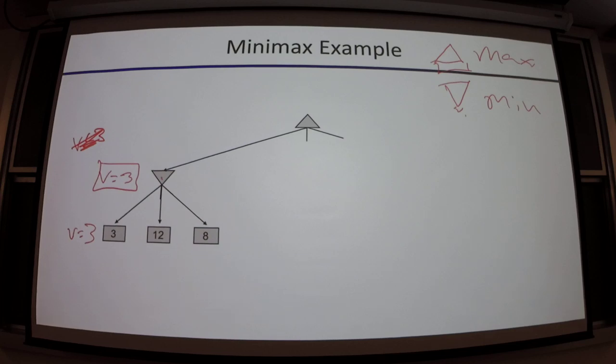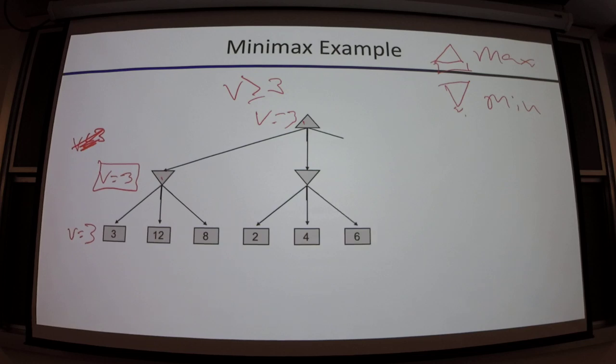So now we have a guess for what the value here is. We're going to take the max. So we know that for now it's 3, but it's at least 3. Does that make sense? That'll be important later. Okay, so then we keep looking. This one has these terminal children. What's its value?